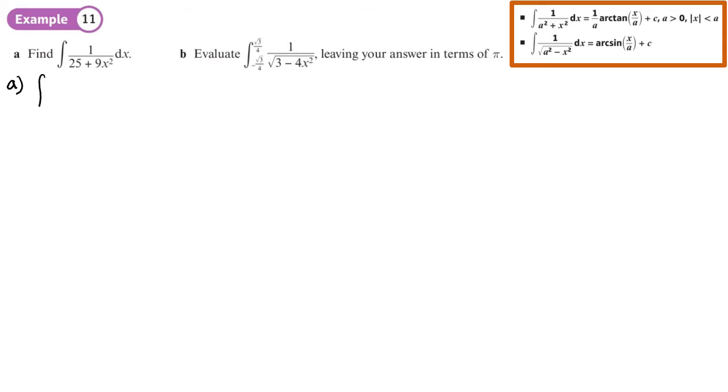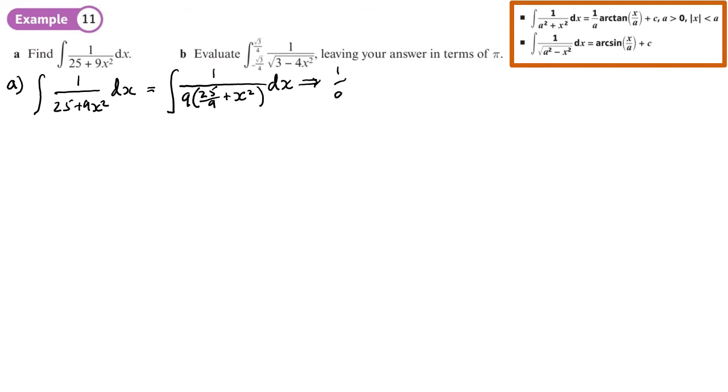So let's just write the question out, and the first thing I'm going to do is to factorize out that 9. So I get 9 and then 25 over 9 plus x squared. So that's the format I want it in. Well, not quite, because I'm going to move the 1/9 over like this, and then I've got 1 over 25 over 9 plus x squared. So can you see it's now in the format that's here?